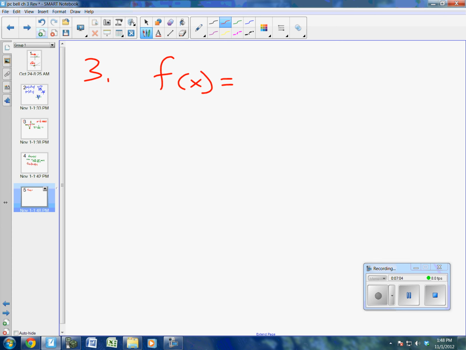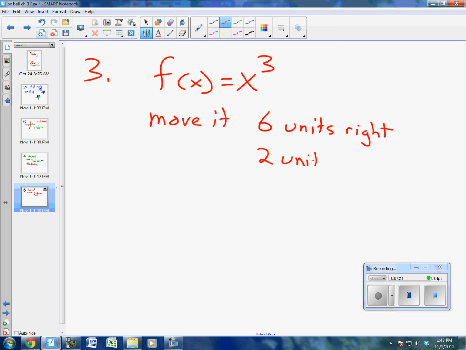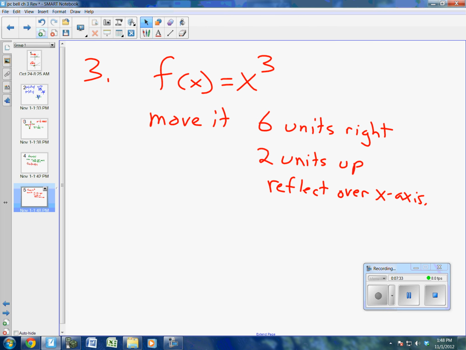Here is the function, f of x equals x cubed. I want to move it, let's go, 6 units right, 2 units up, and reflect it over the x-axis. Okay? Reflect it over the x-axis.